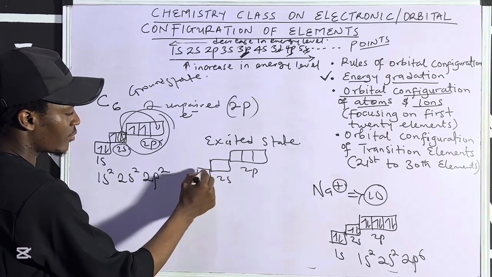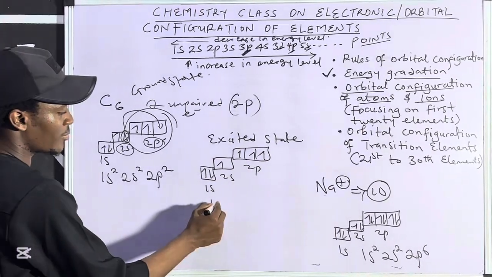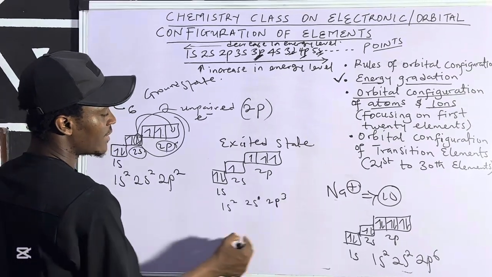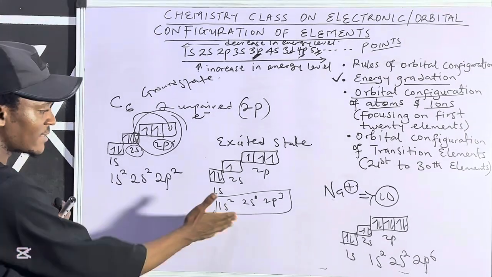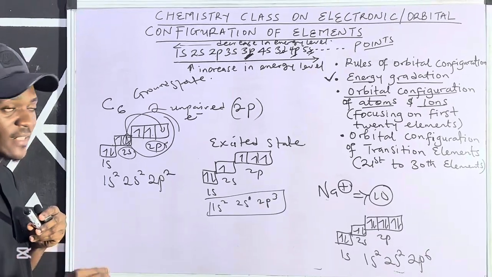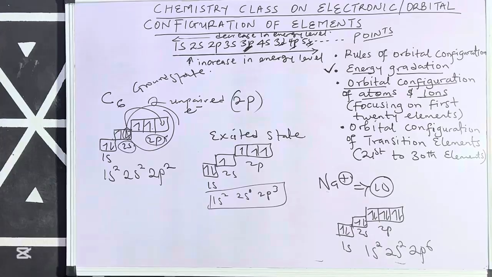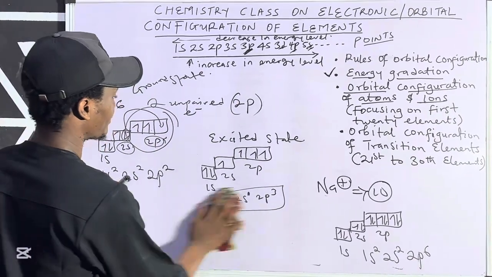Then it becomes 1. So in this case, this should be 1s2, 2s1 and 2p3. So this is known as carbon in an excited state. That is the orbital representation of carbon in an excited state. So let's see the orbital configuration of transition elements.